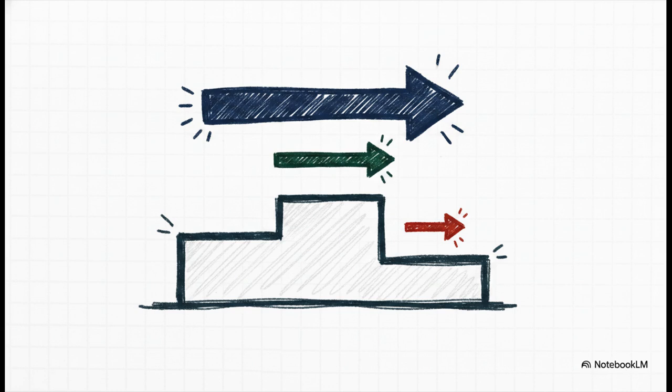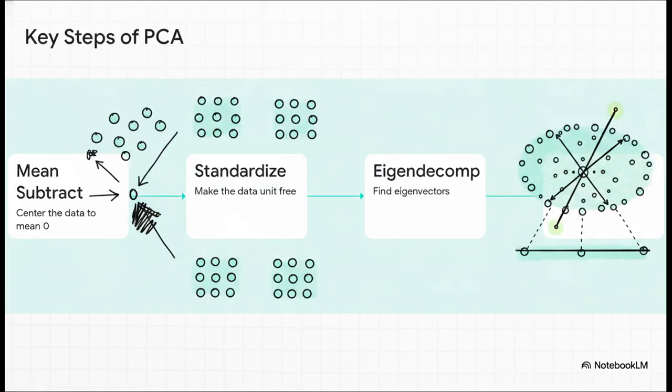It tells us the relative weight and importance of every new feature we've extracted. So how do we actually execute this in code? It breaks down into a really neat 4-step sequence. Step 1 is mean subtraction. We just center our data by subtracting the mean from every single point, pulling the whole data set to a central 0 point. Step 2 is standardization, scaling the data so everything plays by the same rules.